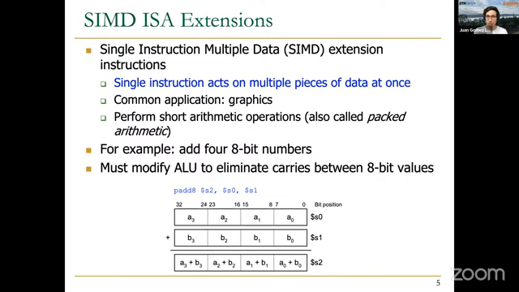To be able to compute 4 additions at the same time, we would modify the ALU to eliminate carries between 8-bit values. For example, the carry out of bit 7 won't be propagated to the carry in of bit 8. This way, we would be operating on 4 elements at the same time without any interference between the 4 additions. So that's the basic idea in the SIMD ISA extensions that we can find in CPUs.